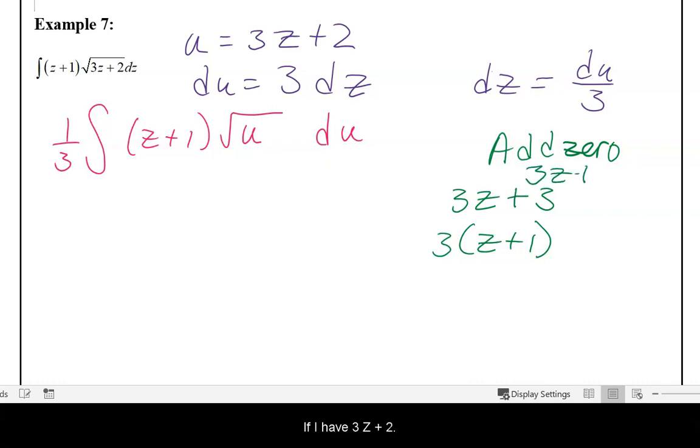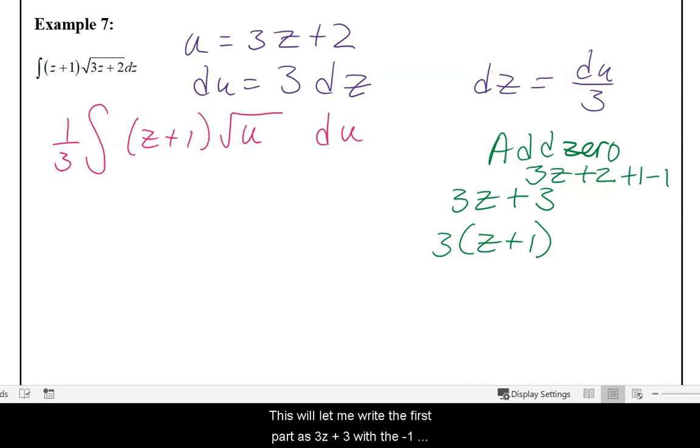If I have 3z plus 2, how could I add 0 to get a 3z plus 3? Well, I need another 1. So add your 1 and subtract your 1. 1 minus 1 is another way to write 0. We call this adding 0.